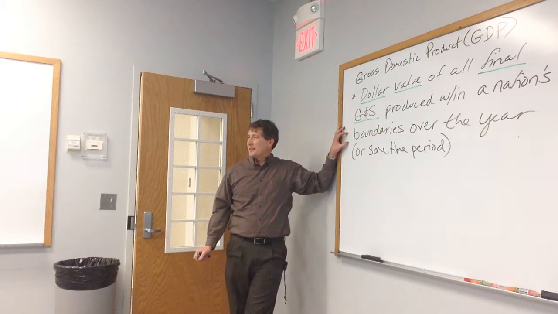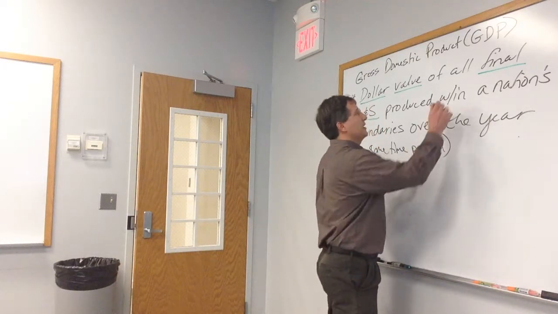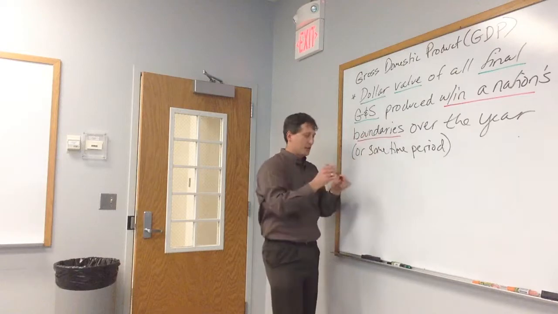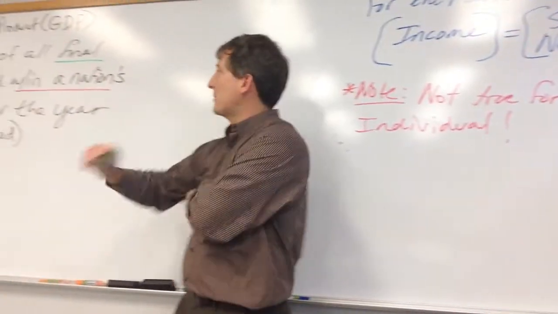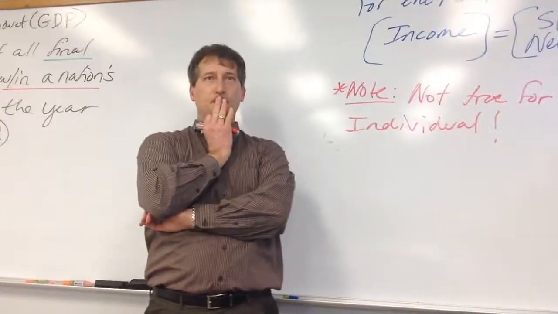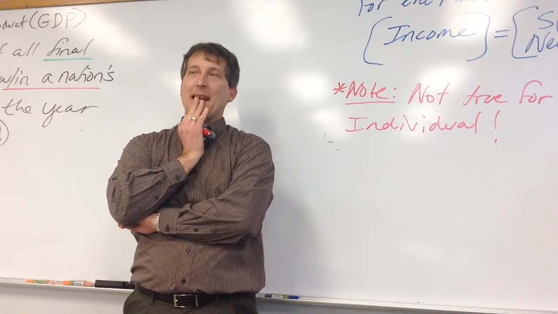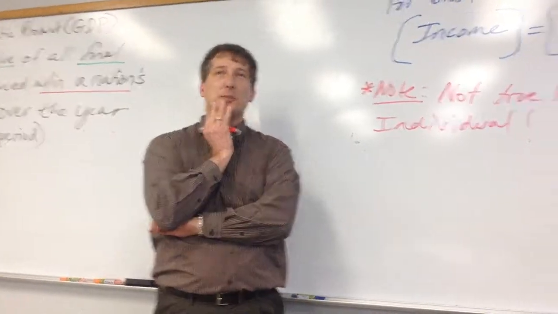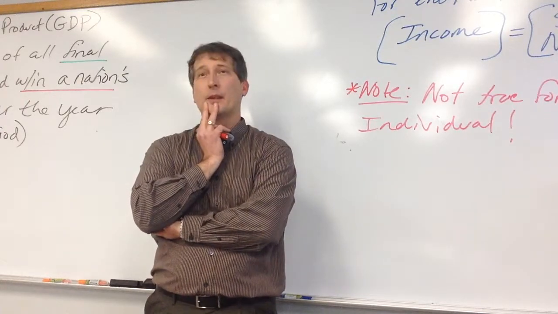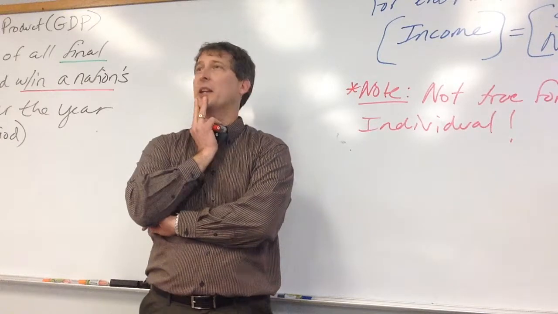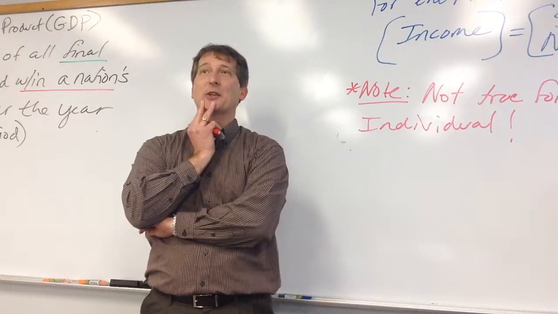Produced within the nation's boundaries. What's going on there? Within a nation's boundaries, I mean, we just got out of international trade, where we talked about going across boundaries with trade, so that seems to be excluding something. By saying the production occurred within the nation's boundaries, what sort of companies are we including in the calculation? Give me a foreign company that would be included.